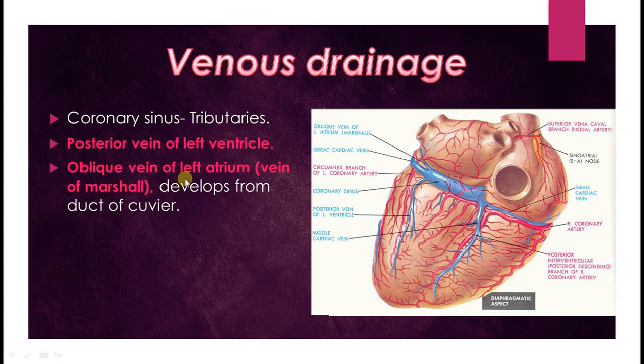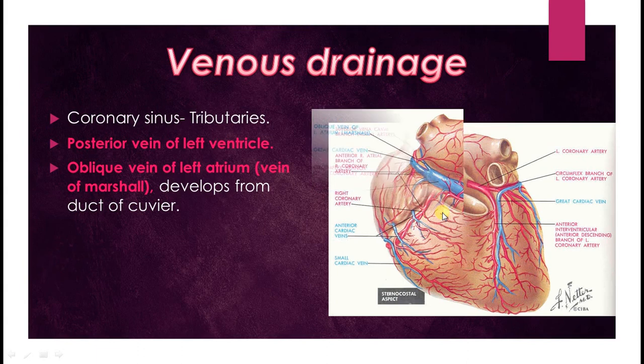It is the oblique vein of the left atrium, also called the vein of Marshall. That is also seen here, which drains into the left end of the coronary sinus. The tributaries of the coronary sinus you should mainly remember: great cardiac vein, middle cardiac vein, small cardiac vein. Apart from that, you have the oblique vein of the left atrium and the posterior vein of the left ventricle.